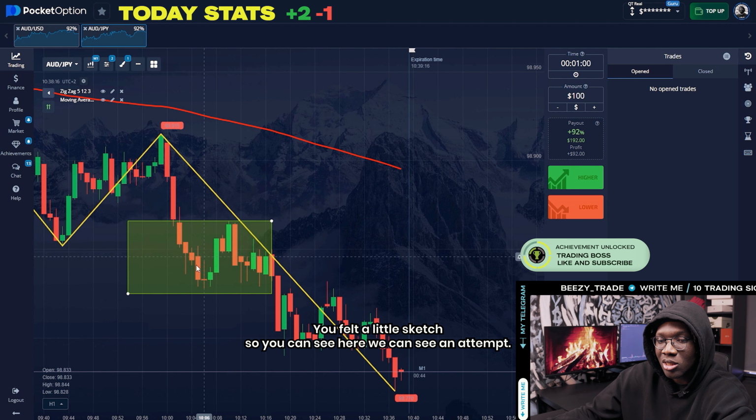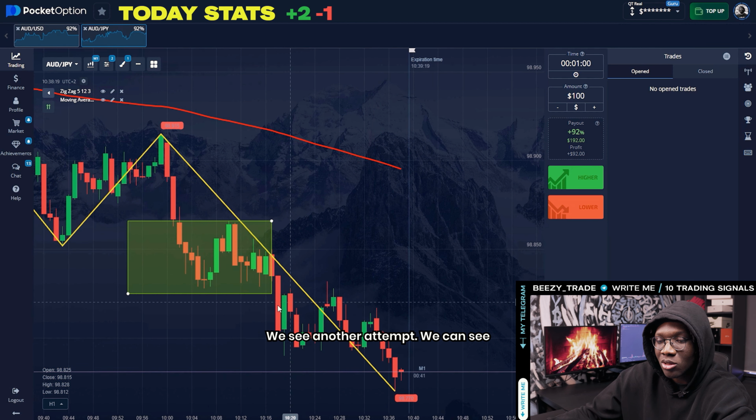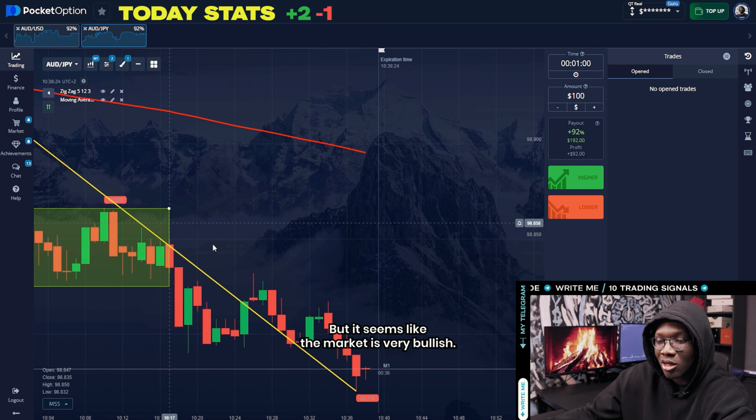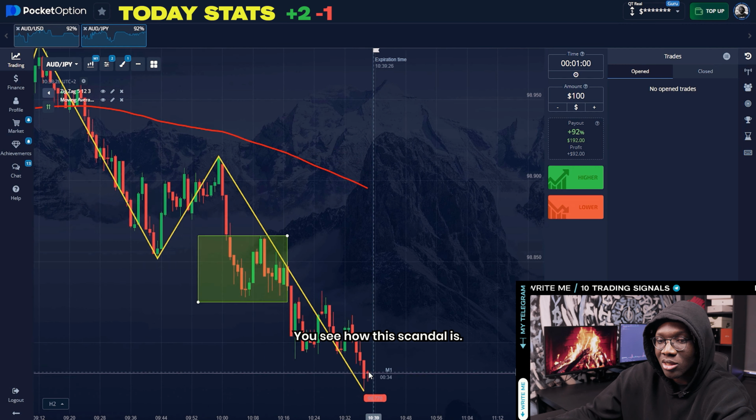So you can see here, we can see an attempt. We can see another attempt. We can see an attempt here as well. But it seems like the market is very bullish, as you can see how red this candle is.